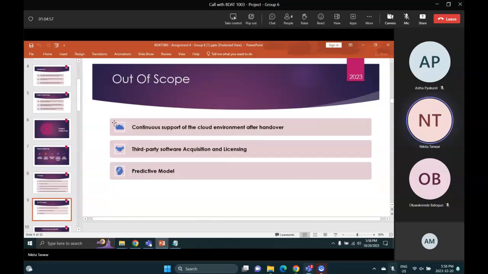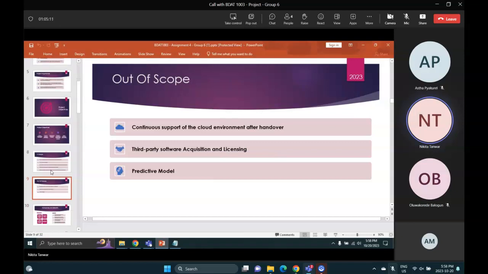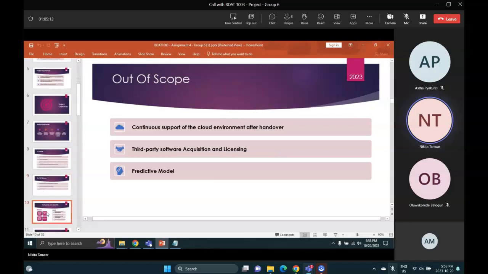Now coming to the out of scope of the project: continuous support of the cloud environment after handover, the third-party software acquisition and licensing, and the predictive model. So these are some of the out of scope items of the project.